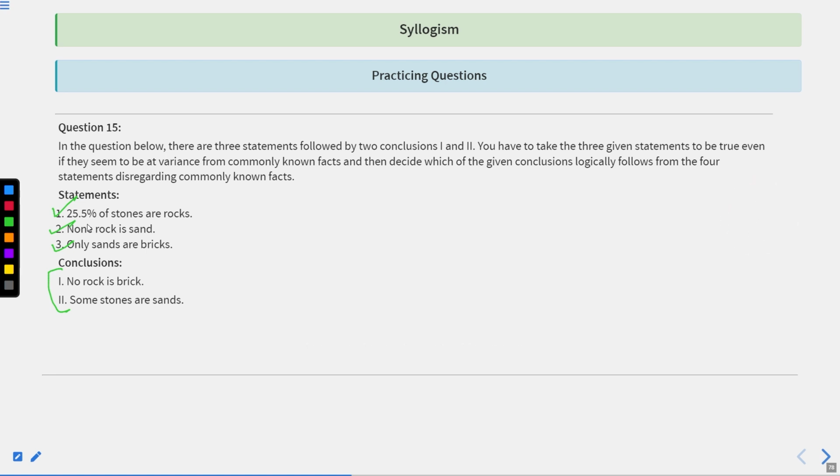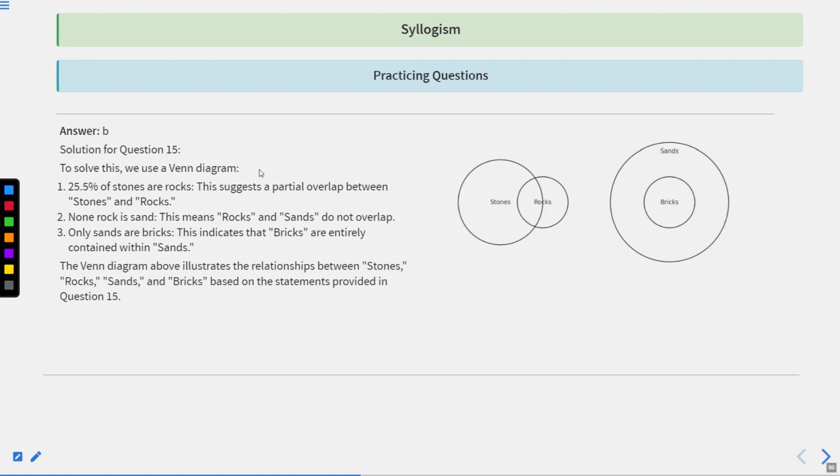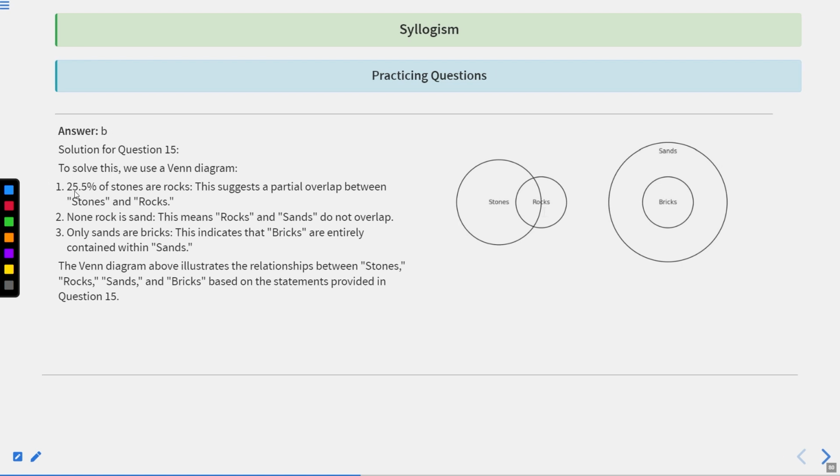My dear students, your time is up. Now we will try to understand how this particular Venn diagram should look. The solution suggests 25.5% of stones are rocks.